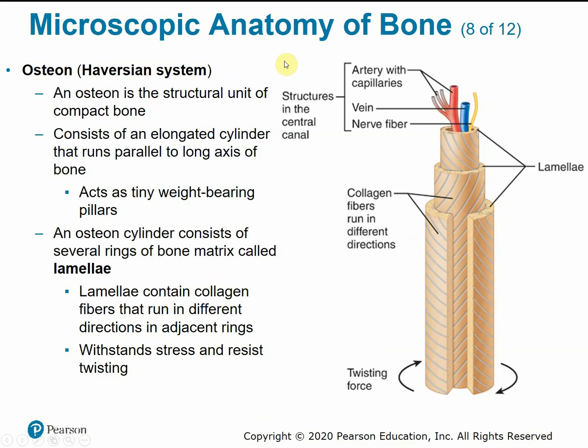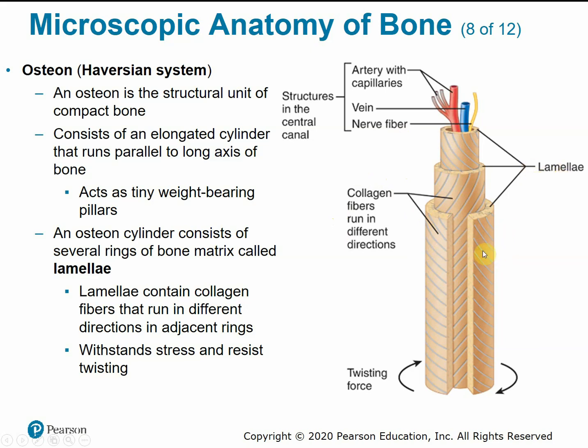So an osteon is the structural and functional unit of compact bone. It consists of elongated cylinders or tubes within tubes that are going to run parallel to the long axis of the bone. So in a sense, they act as these tiny little weight-bearing pillars that give the bone a lot of its strength and durability. So one osteon cylinder consists of several rings of bone matrix called lamellae.